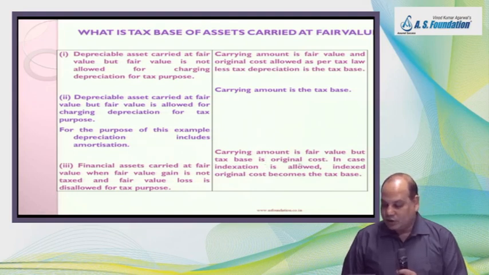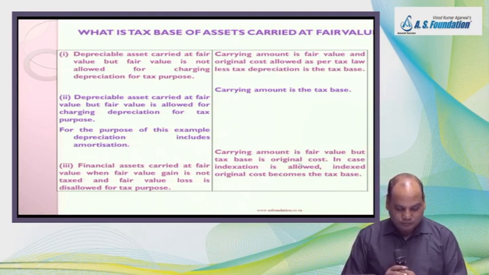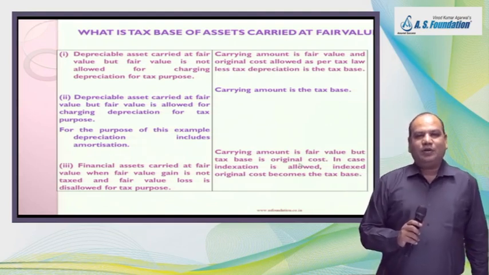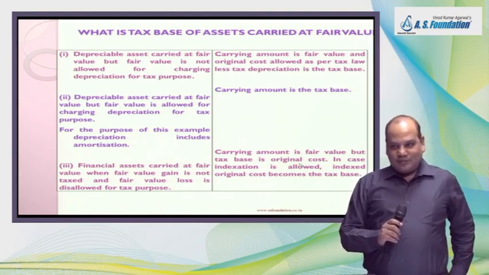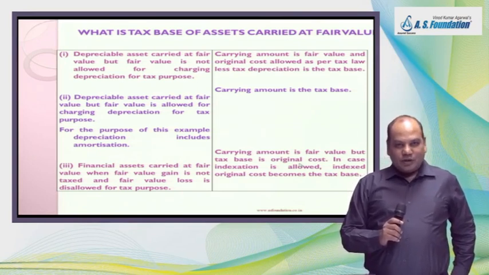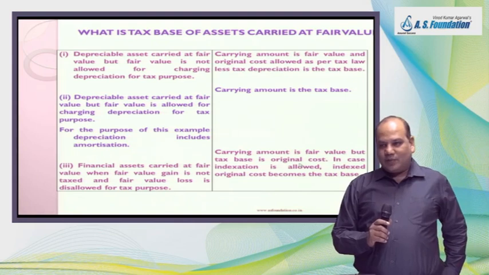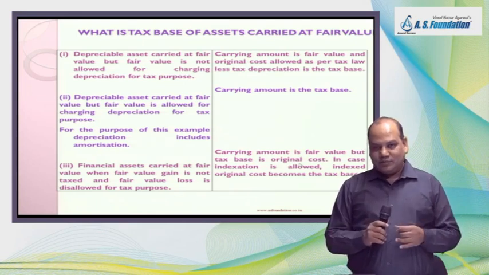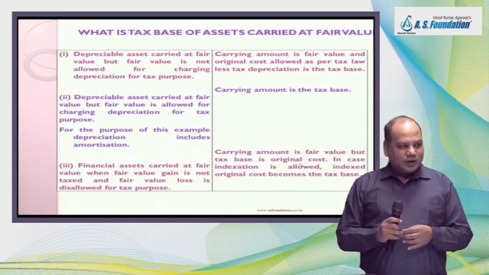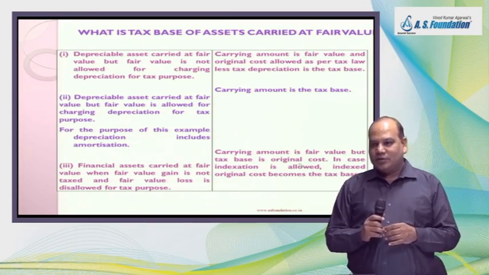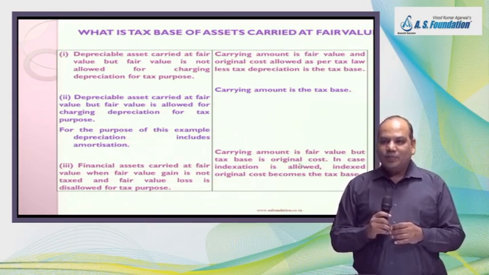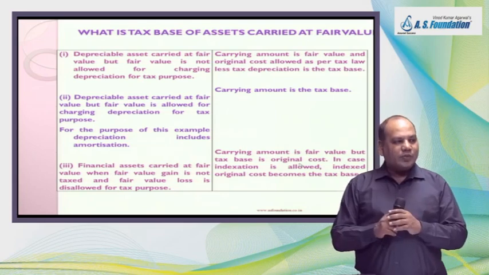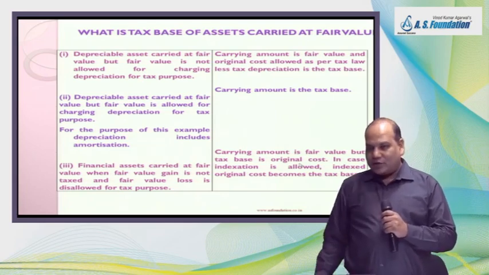Underline the next line. In case indexation is allowed, like for example, for long-term capital assets in India, the Income Tax Act says there are 2 types of capital asset, long-term and short-term. On long-term capital assets, you can do indexation. You can increase the value of the asset by multiplying by the current year index and dividing by the index of the year of purchase. So this artificially increases the value. That amount will become the tax base in case indexation is allowed.